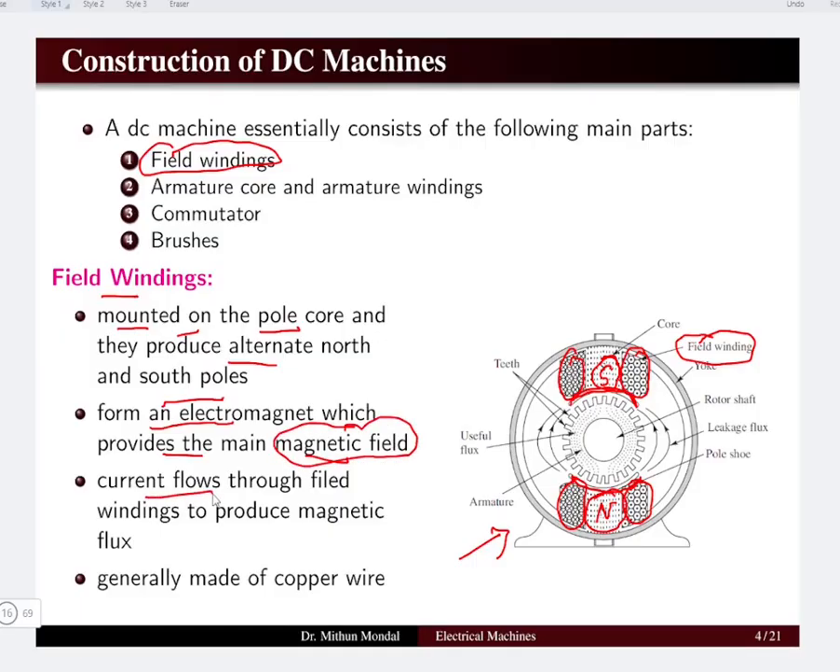When the current usually flows through the field winding, it produces a magnetic flux. So magnetic flux is produced when the current is flowing through this field coil, and it is made up of copper wire. So the field winding is one of the important parts of the electrical machine.